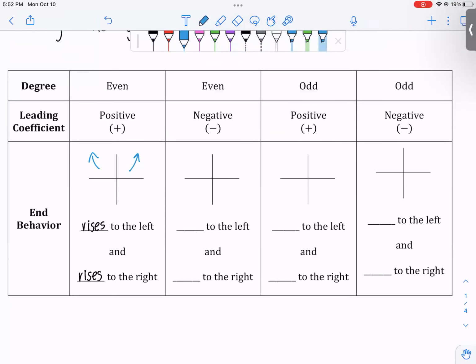If our leading coefficient was negative and we had an even degree, negative leading coefficient means it goes down as it goes to the right. Even degree means that both sides do the same thing. So this is called falling. So this guy falls to the left and falls to the right.